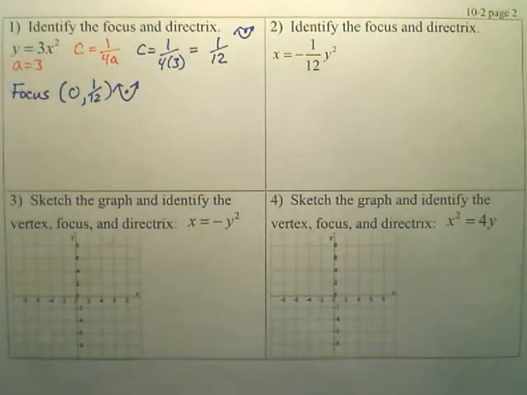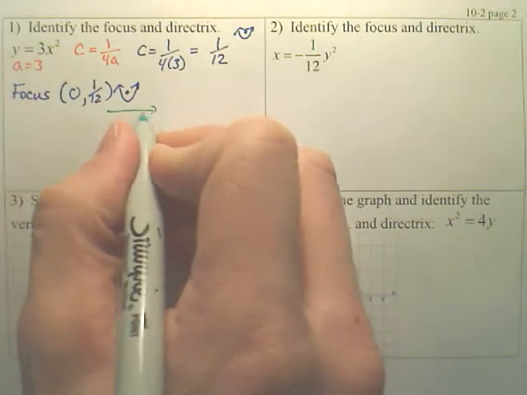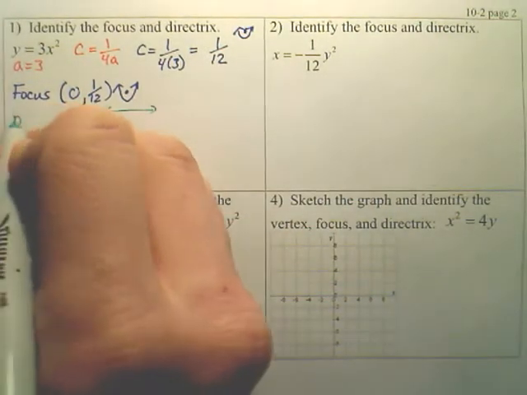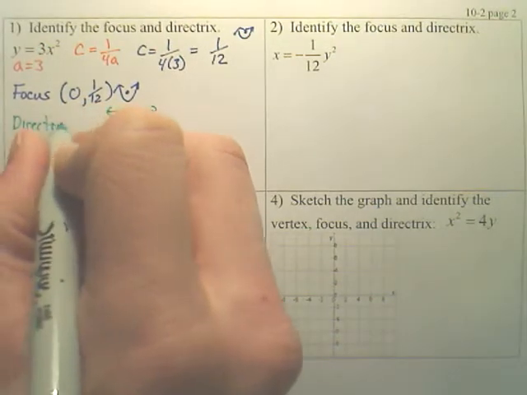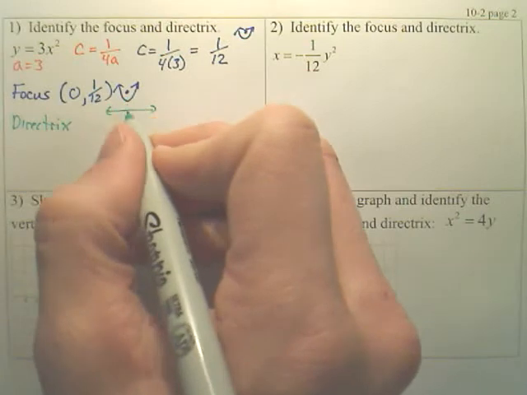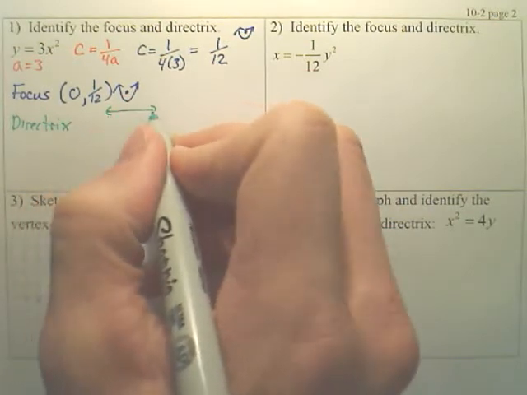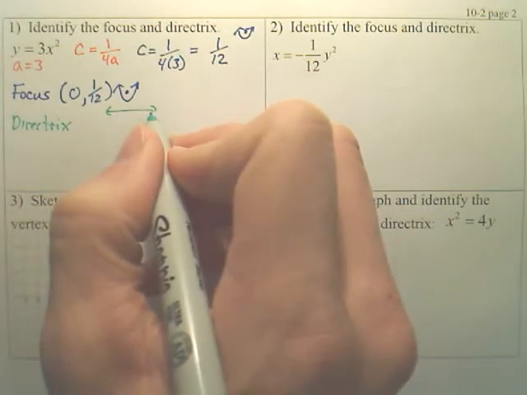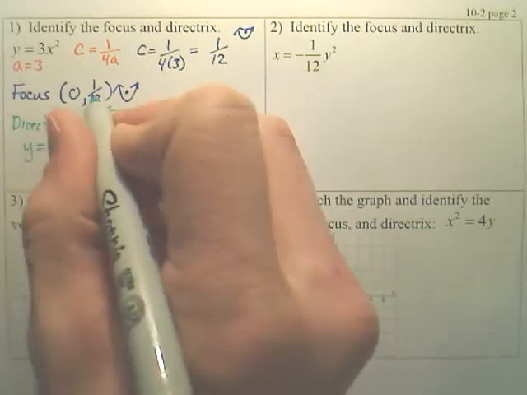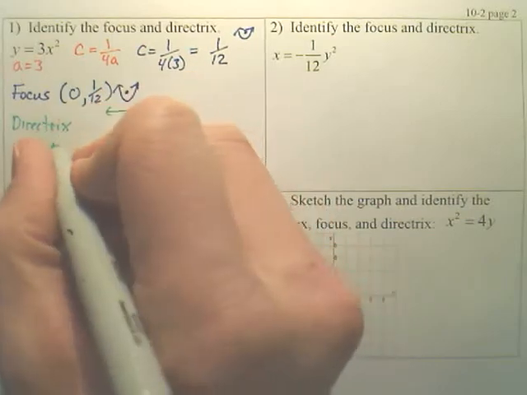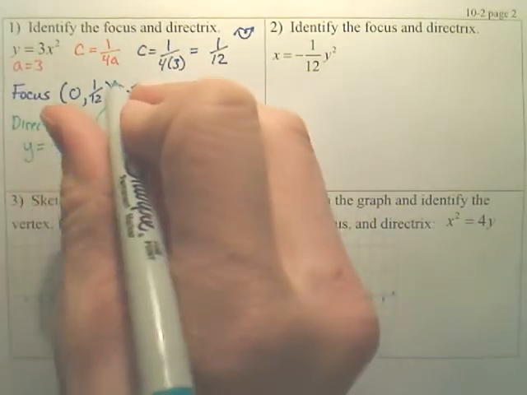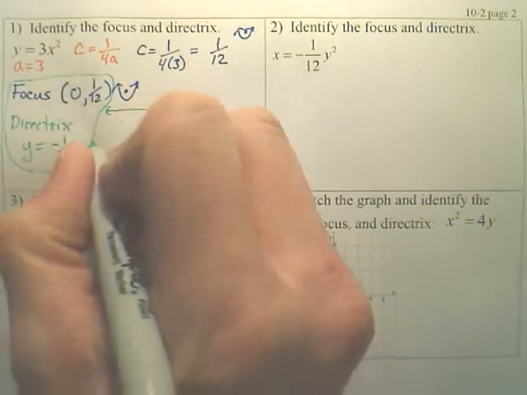So won't the directrix be down here somewhere? Won't there be some line down here for the directrix? The directrix is simply going to be the opposite of this. And since the graph is going horizontally, is that x equals or y equals? Hopefully you know that's y equals. And what's the opposite of positive 1/12? Negative 1/12. So that's your focus and your directrix.